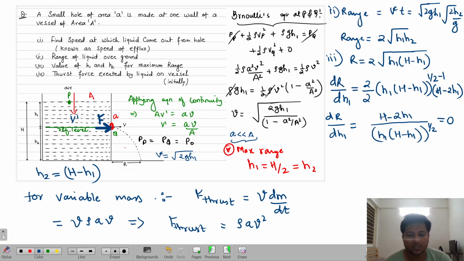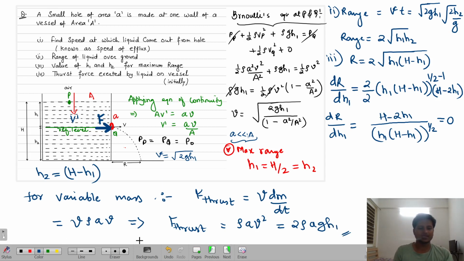Now, second point is you have the relation of v over here. You have got v equal to root under twice g h1 divided by root under 1 minus a by A whole squared; if a is very small, v is root under twice g h. So for a very small orifice, thrust force is simply rho a into twice g h, so it is twice rho a g h. That is my thrust force. Okay. Can I move ahead?